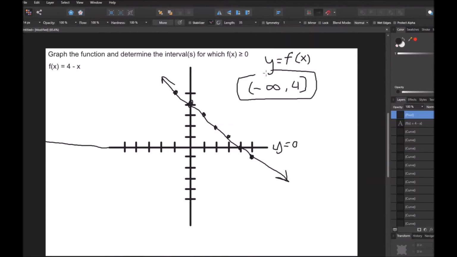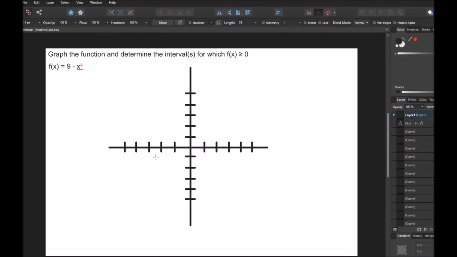Hopefully that explanation of interval notation made sense. So in this next problem, we're asked to do the exact same thing, except this time our function is 9 minus x squared. So starting at 0, 0 squared is 0, 9 minus 0 is 9, so it's going to be up here. X equals 1, 1 squared is 1, 9 minus 1 is 8, so it's going to be way up there. X equals 2, 2 squared is 4, and 9 minus 4 is going to be 5, like that.